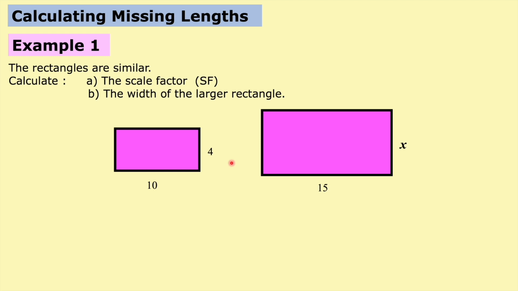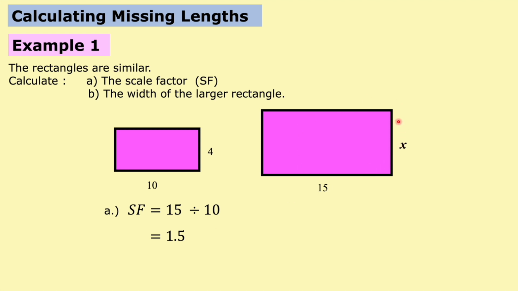Okay, let's now start to use our scale factor to work out missing sides. So here we've got 2 rectangles. We're going to first work out the scale factor, and then we are going to work out this missing length here, x. Okay, so to work out our scale factor, because we are trying to find the enlargement, we're going to take 2 matching or corresponding sides. So we're going to take the 10 and the 15. And because we're doing an enlargement, we're going to take the bigger number and divide it by the smaller number. So 15 divided by 10 to give you 1.5.